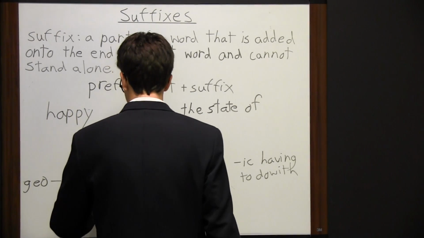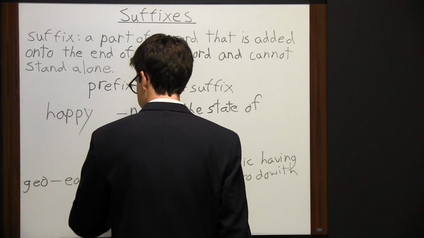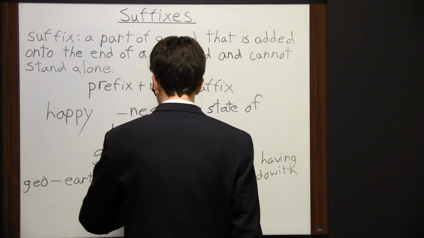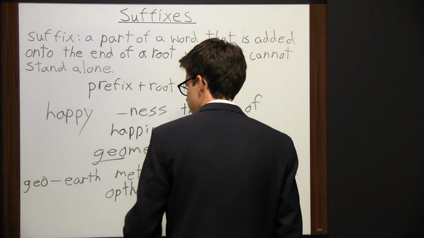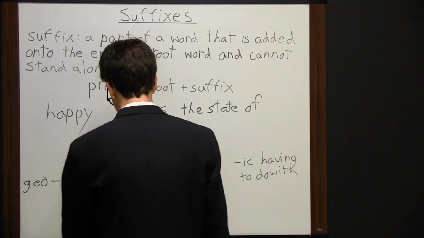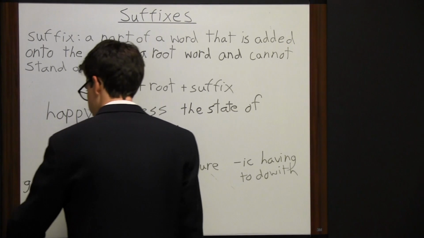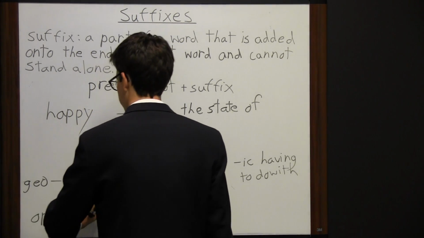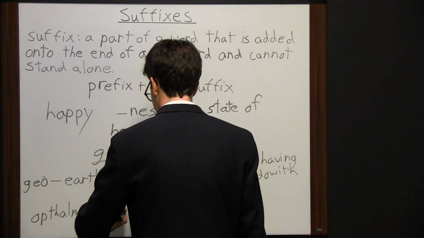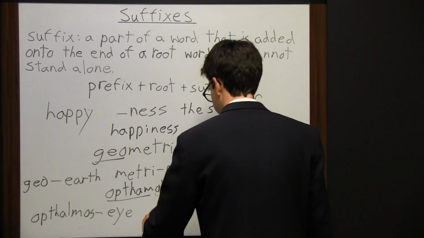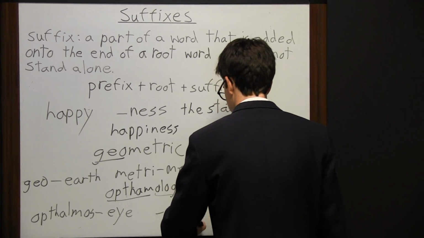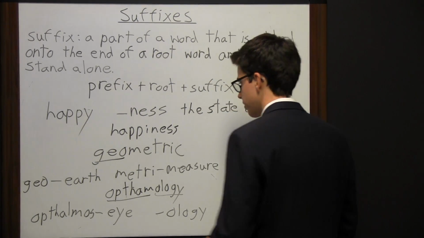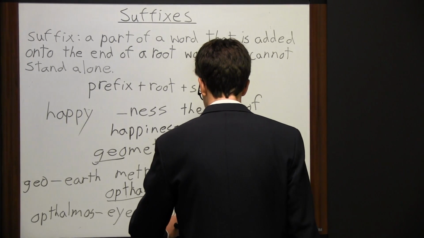Now, think about the word ophthalmology. So with this word right here, we have this first part of it, which comes from the word ophthalmos, which means eye. And then we have the suffix right here, which is ology, which you've probably heard of a lot. Zoology, ecology, geology. And ology means the study of.